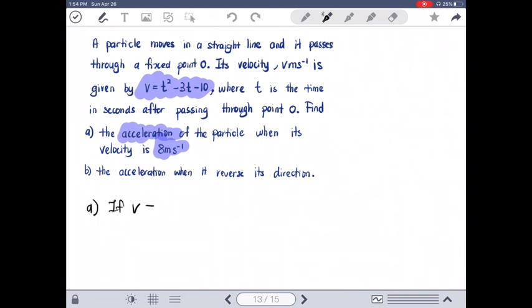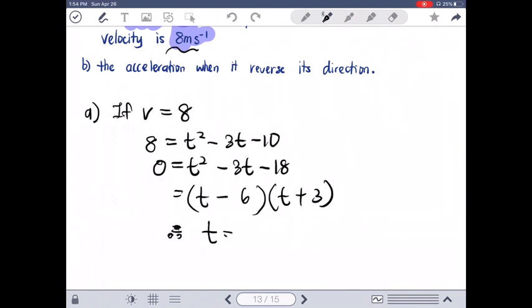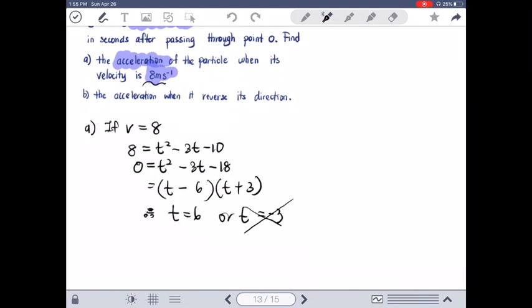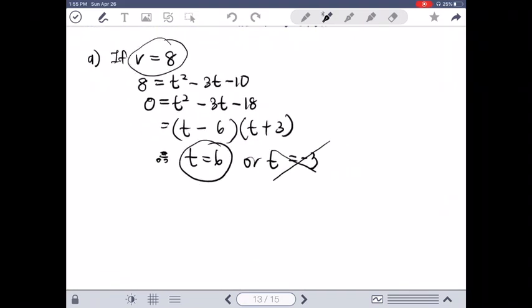If v equals 8, then we have 8 equals t squared minus 3t minus 10. So 0 equals t squared minus 3t minus 18. So (t minus 6)(t plus 3). We have two answers: t equals 6 or t equals negative 3. Do not consider this one because we can never have negative time. So if v equals 8, then t equals 6.